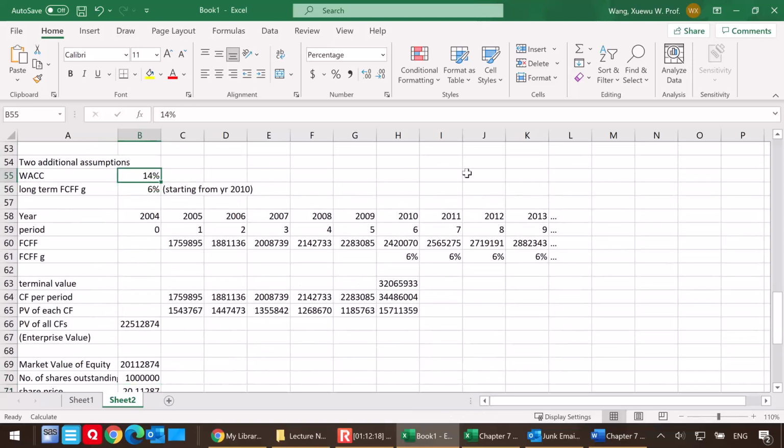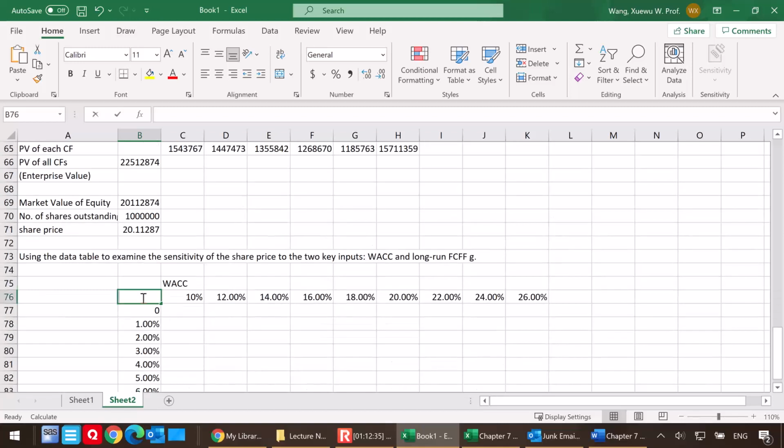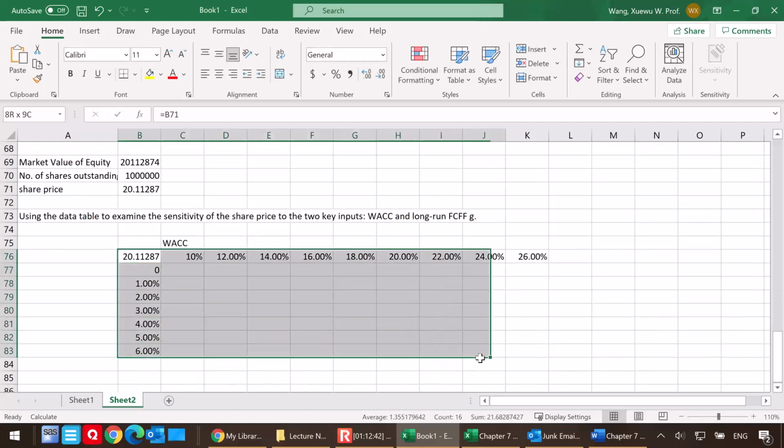So let me just change this 14 to 15. Yes, the number changed. That's good. Let me get back to 14. And let's change this to 5%. The number changed as well. So yes, there's a link between these 2 inputs and the output. Now I can go to the top left corner and put the share price here. And now I can select everything. If you don't know what I'm doing here, go back to the capital budgeting chapter and look up the notes I have for doing the data table.